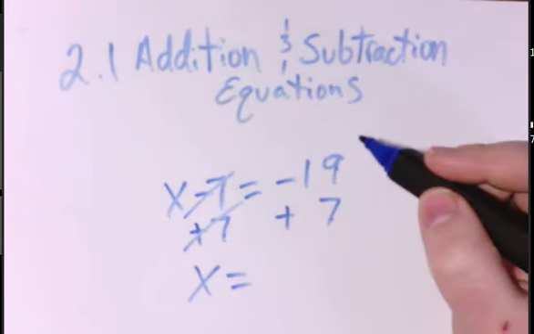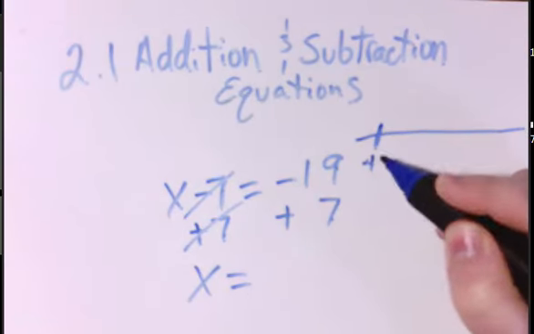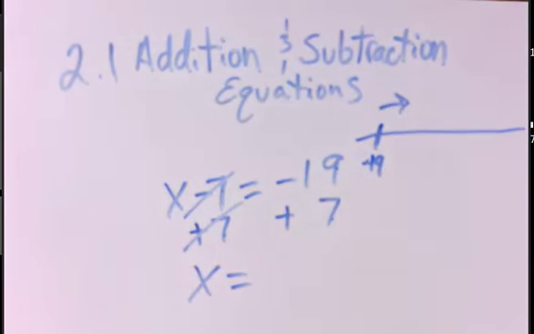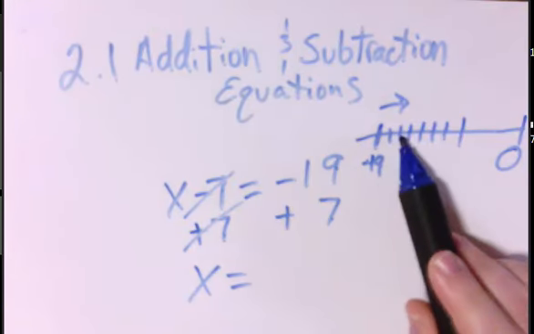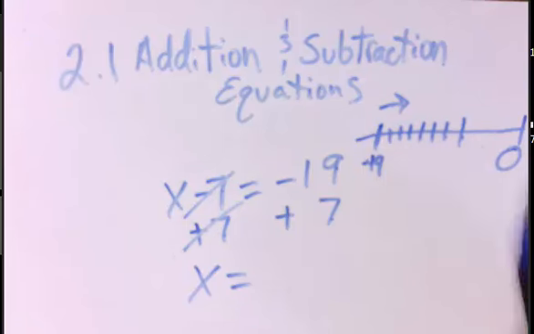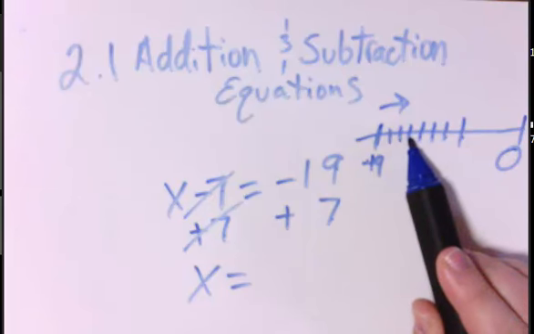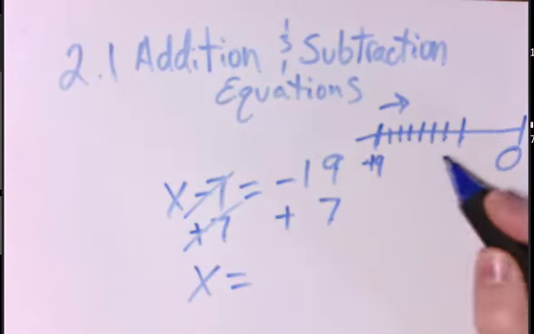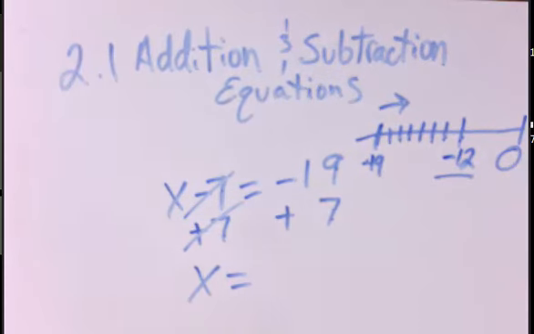So if we have a number line, and we start at negative 19, we're adding 7, so remember that it's going to be moving to the right of our number line, so it's going to get closer to 0. So if you go from negative 19, you go over 1, 2, 3, 4, 5, 6, 7 spots. So negative 18, negative 17, negative 16, negative 15, negative 14, negative 13, negative 12. So negative 19 plus 7 gives us negative 12.